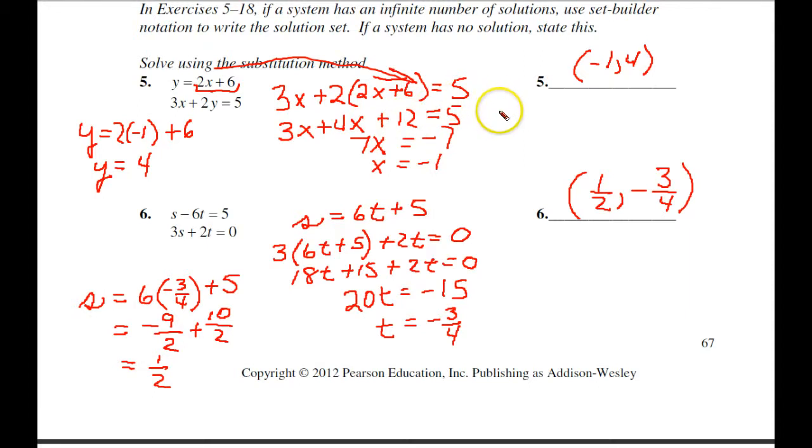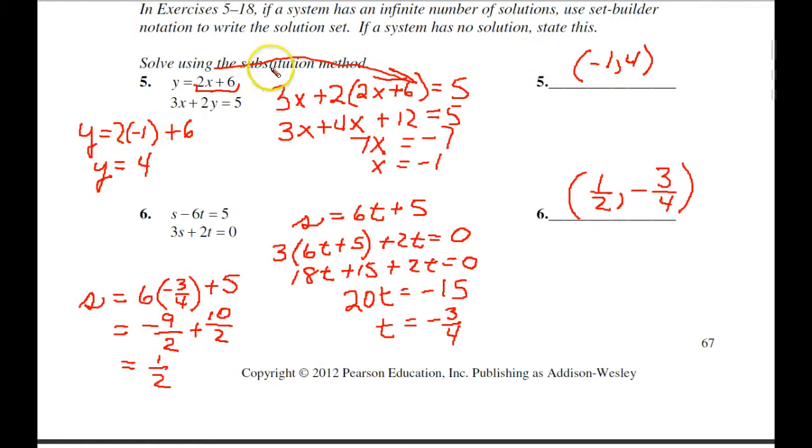It becomes a negative 12, and 5 gives us a negative 7. Divide both sides by 7. X is a negative 1. And we put that up over there. Now, this equation, you could use either one. I chose this one. I want to find out what y is. So where the x is, I put the negative 1. 2 times negative 1 is negative 2, plus 6 is 4.